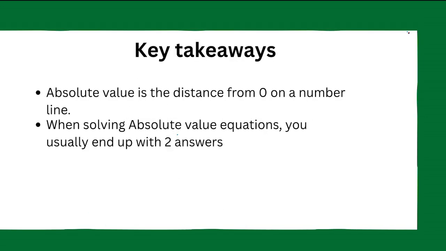All right, so some key takeaways is that absolute value is the distance from 0 on a number line. So in the end, that essentially just means you're going to have a positive number. And another takeaway is when solving absolute value equations, you usually end up with 2 answers. So in our examples, we did end up with 2 answers. And when we plug those 2 answers into the equations, we still got that same positive numerical value, which would be our absolute value.